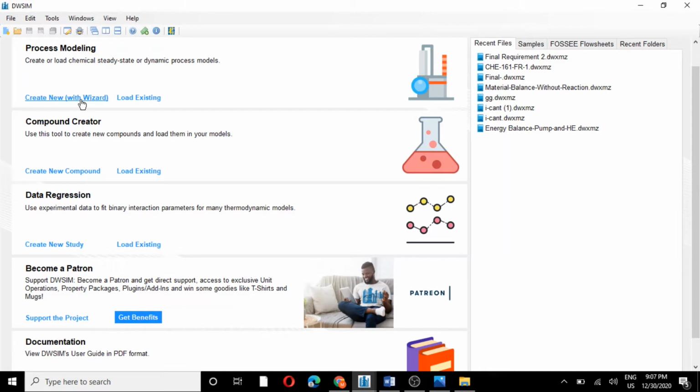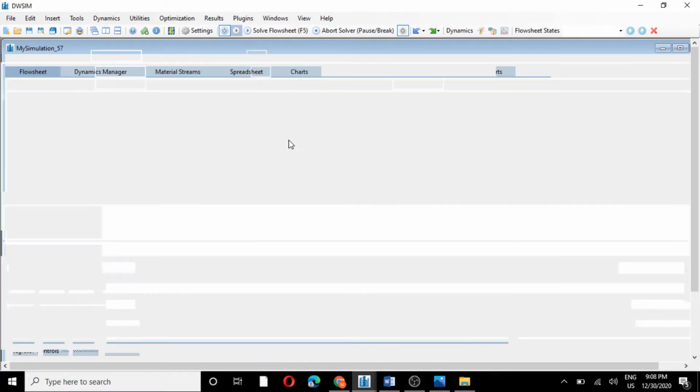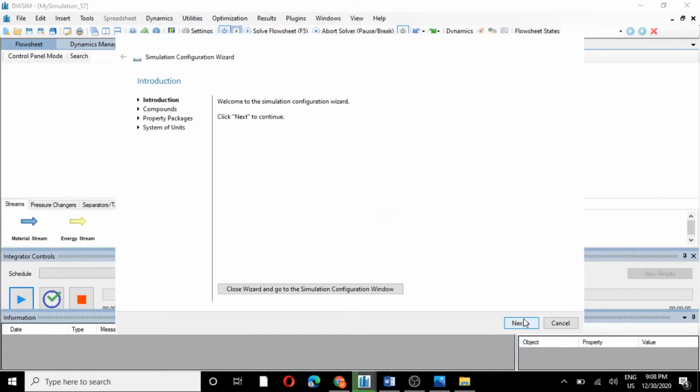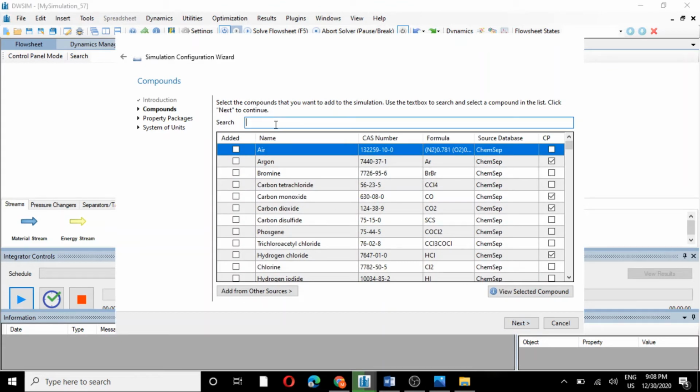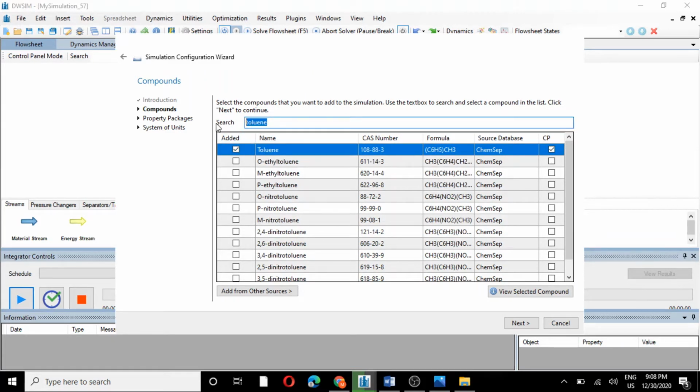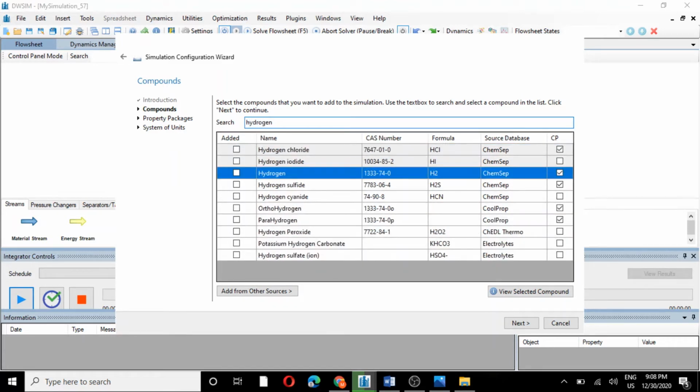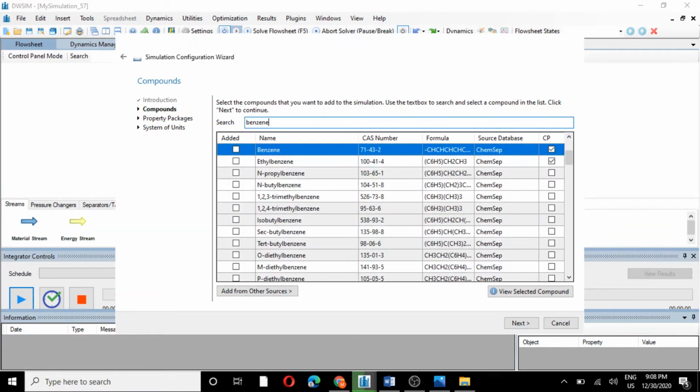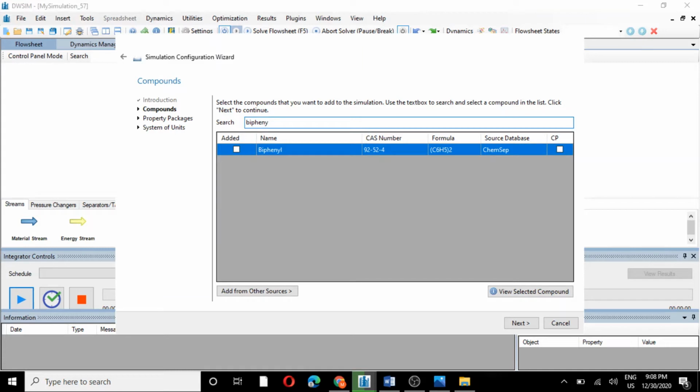wizard, and click next. Then you have to enter all the compounds in the problem. So we have toluene, we have hydrogen, we have benzene, we have biphenyl, and lastly we have methane.